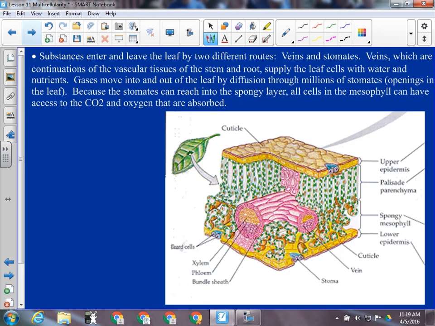Substances enter and leave the leaf by two routes: veins and stomates. Veins bring water and nutrients up to the leaf. That water will evaporate out through the stomates. The nutrients will get used up.